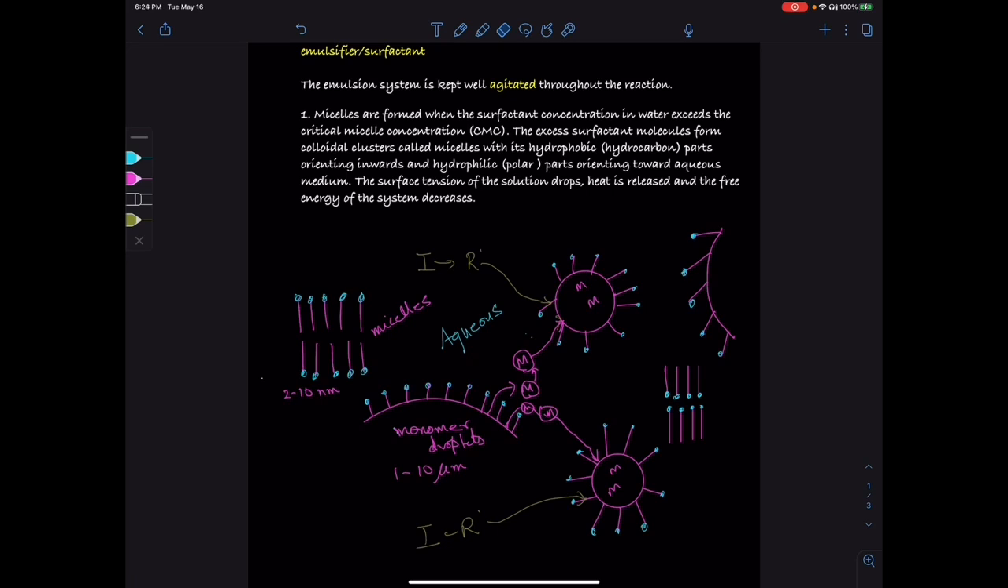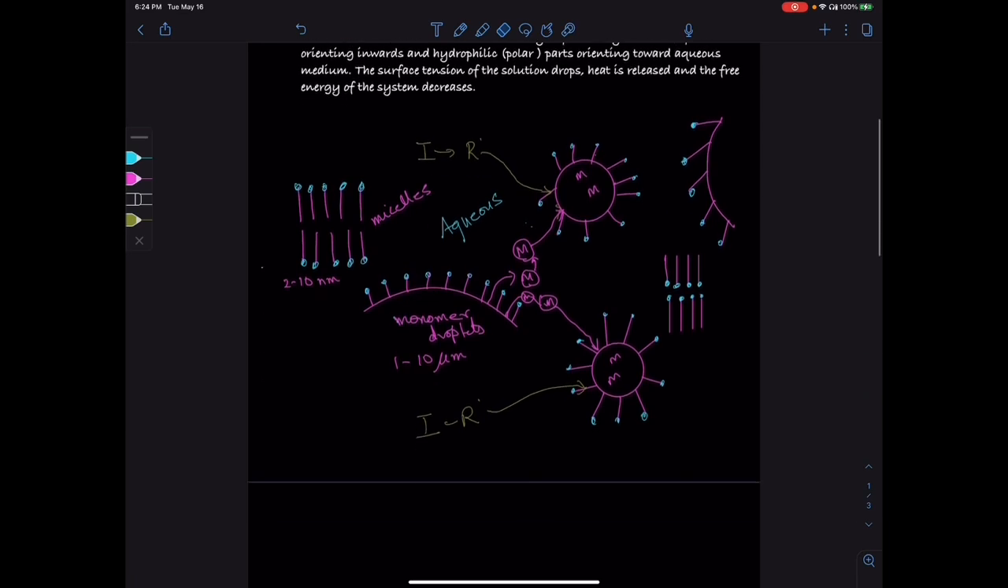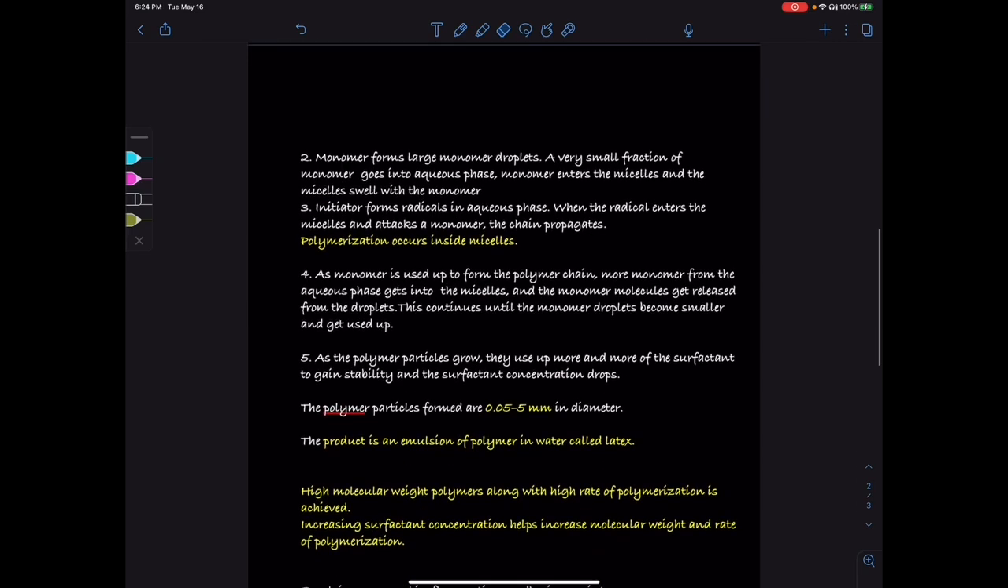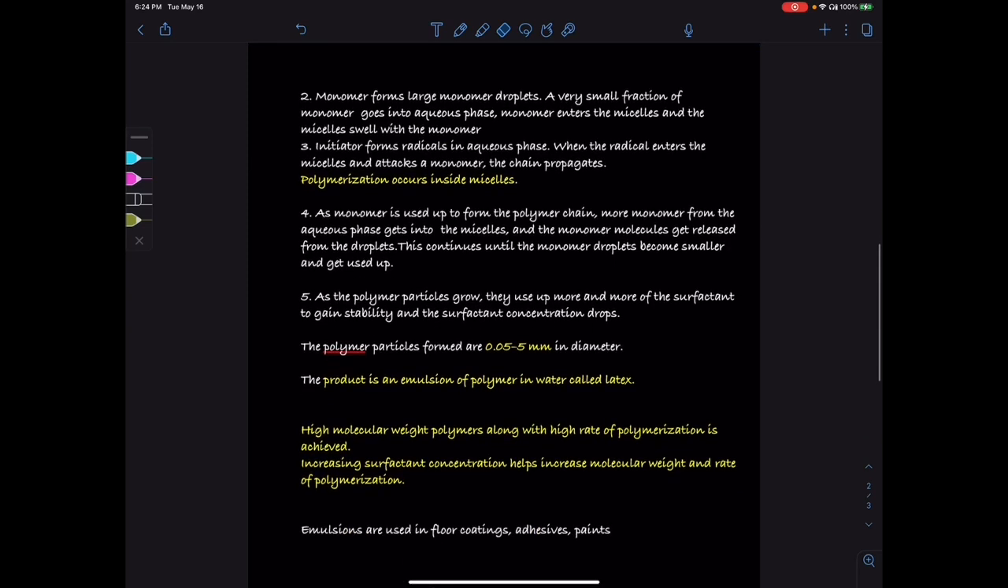As these micelle particles swell with the polymer chain, they also consume more and more surfactant molecules for stability. So the surfactant concentration also comes down toward the end. Thus, in emulsion polymerization, the polymerization occurs inside the micelles. The polymer particles that are formed are of the order of 0.05 to 5 micrometers, and the product is an emulsion of polymer and water, also called latex.